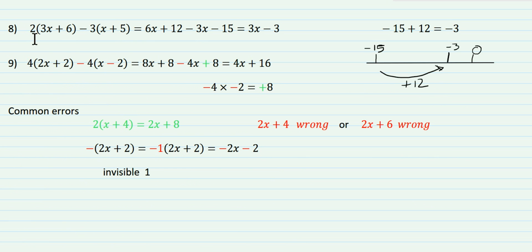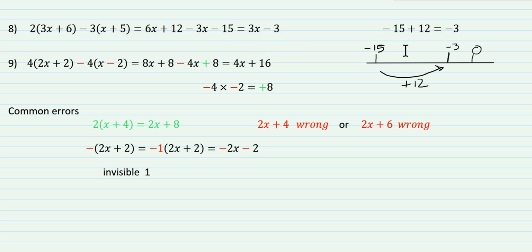Now I have this 2 into 3x plus 6. So that's 2 times 3x, which is going to give me 6x, and 2 times 6 is 12. Then it's minus 3 times x, which is just going to be minus 3x, and minus 3 times plus 5 is going to be minus 15. So 6x take away 3x is just 3x. 12 minus 15 is going to be minus 3.